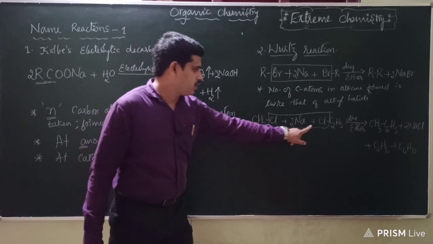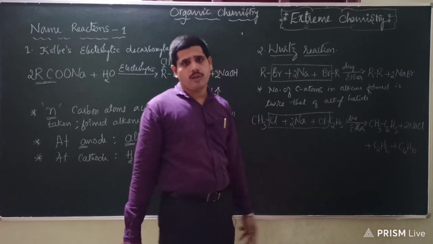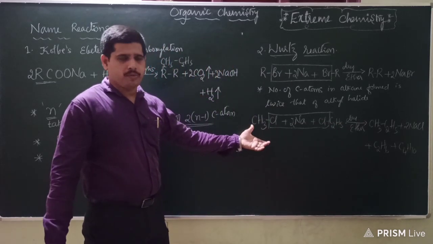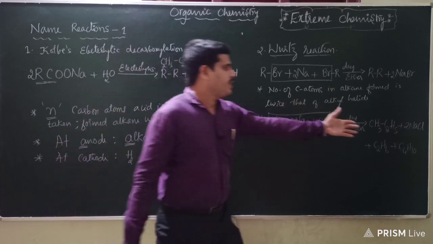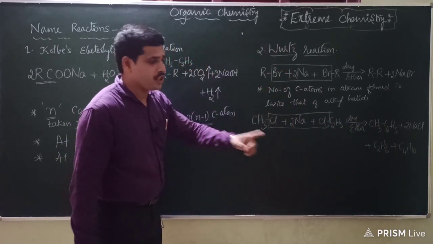So name of the compound, chloromethane, here chloroethane, or ethyl chloride or methyl chloride in the common name system. So you can write them, and these are the alkanes formed. Is that fine? So this is about the Wurtz reaction, an important point.